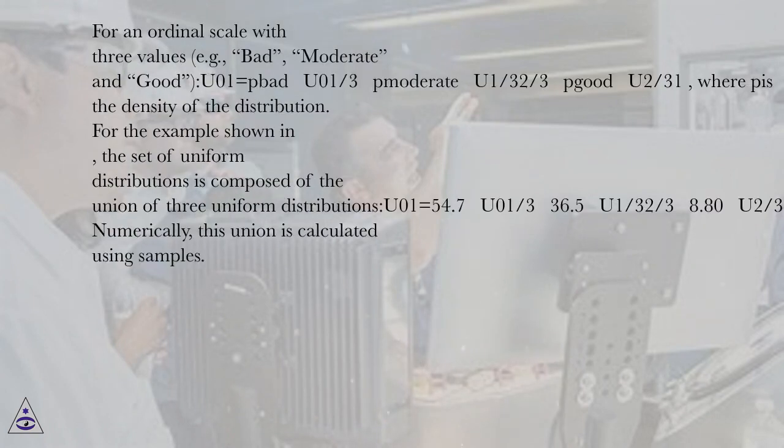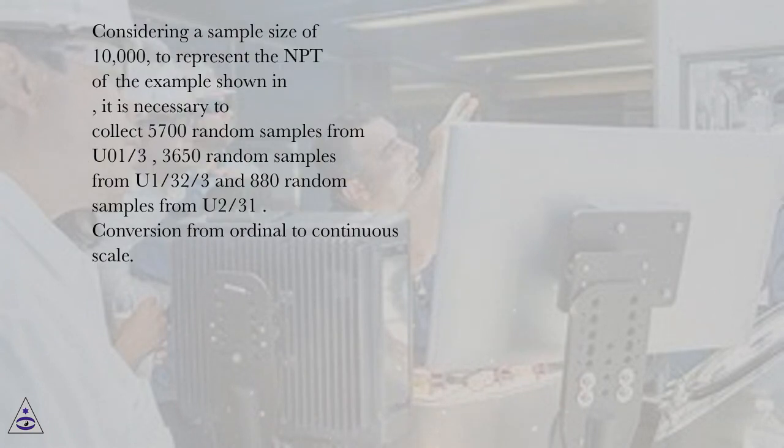For an ordinal scale with three values, for example, bad, moderate and good, the set of uniform distributions is the union of U(0,1/3), U(1/3,2/3) and U(2/3,1), weighted by the density of the distribution. For the example shown, the set is composed of the union of three uniform distributions: 54.7% of U(0,1/3), 36.5% of U(1/3,2/3), and 8.80% of U(2/3,1). Numerically, this union is calculated using samples. Considering a sample size of 10,000, to represent the NPT of the example shown, it is necessary to collect 5,700 random samples from U(0,1/3), 3,650 random samples from U(1/3,2/3) and 880 random samples from U(2/3,1).